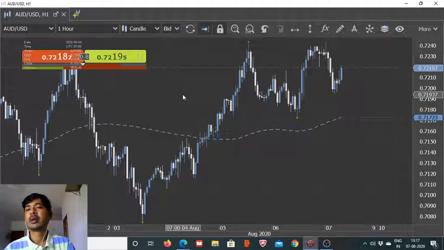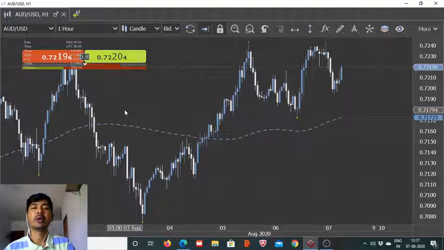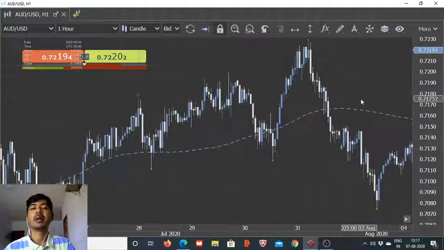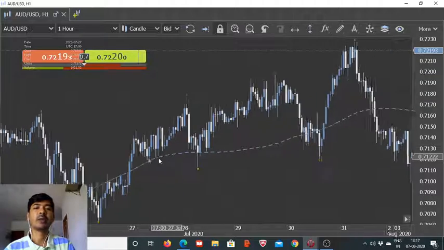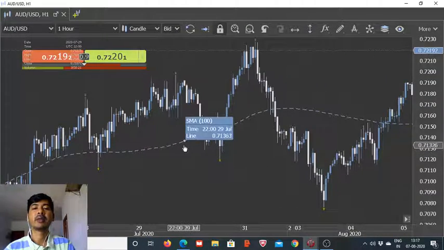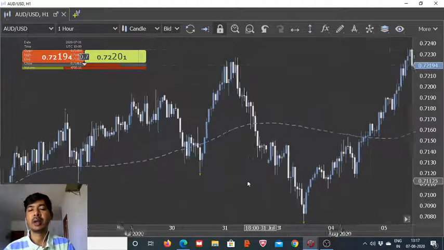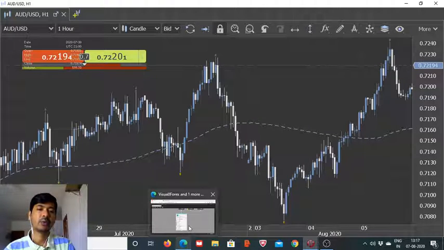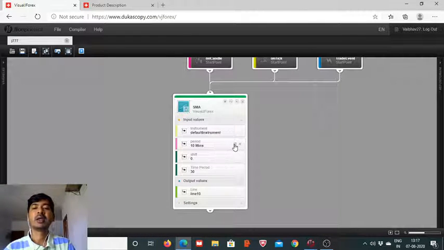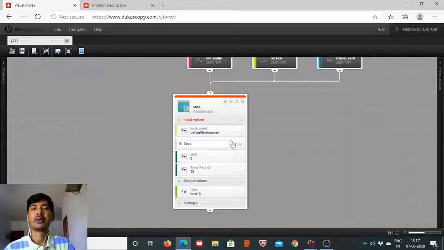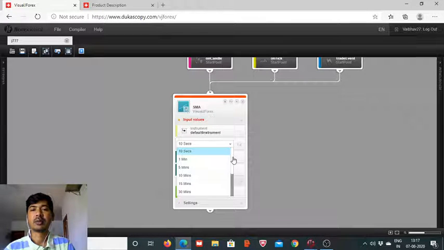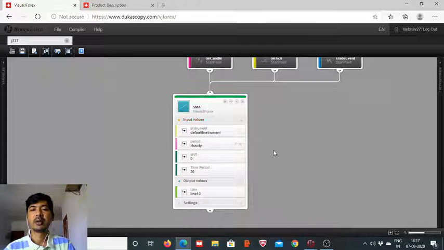Okay, now this is the AUD USD's setup. The chart is defined on the hourly time frame, and the SMA is defined here on the hourly time frame. So again we do the same changes. We change this time period to 1 hour. All right, so here we have this hourly.